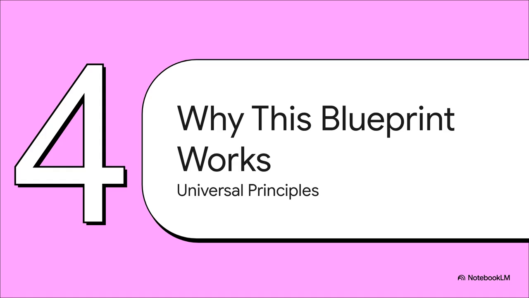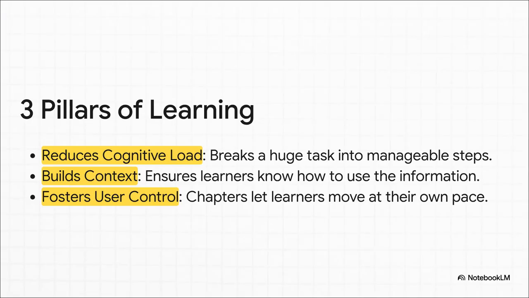Okay, so we've looked at the tiny word-by-word loop and the big picture structure. Now let's put it all together. Why is this blueprint so darn effective? Well, it all comes down to three universal principles of how our brains are actually wired to learn. Here they are, the three pillars. First, it respects our brain's limits by reducing what's called cognitive load. Taking a massive task and chopping it into these tiny, repeatable steps prevents our brains from just short-circuiting. Second, it builds context. That example sentence is everything. Context is like the glue that moves a fact from your short-term memory into your long-term memory. And third, it gives the user control. When we feel like we're in the driver's seat of our own learning, our motivation just skyrockets.